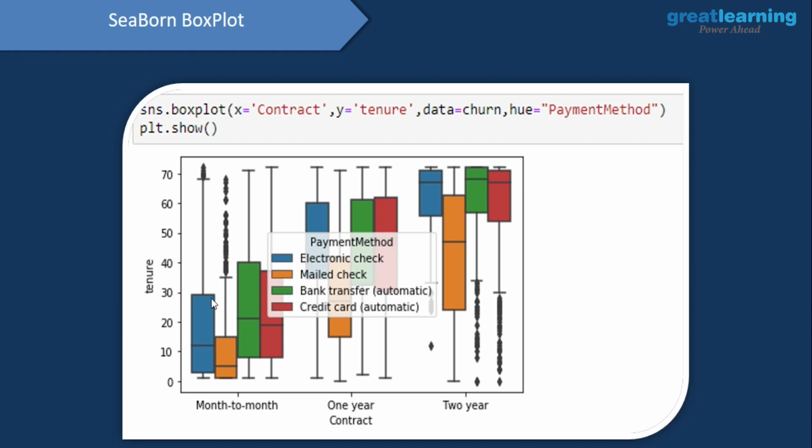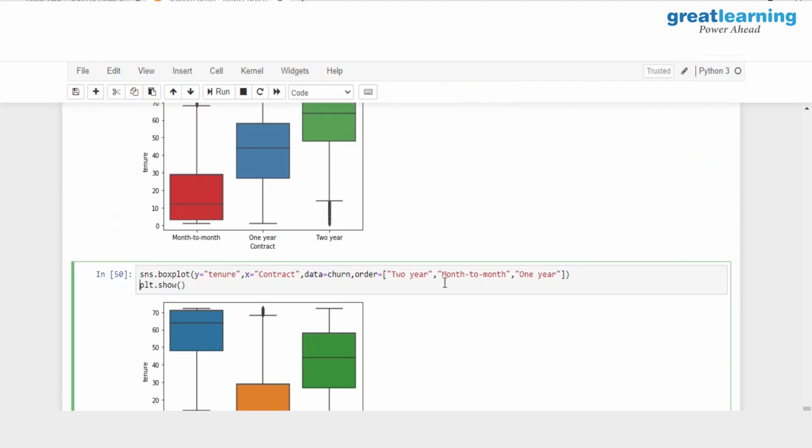So electronic check. So wherever all of these boxes where the color of the box is purple or dark blue, that denotes electronic check. Then we have the box where the color is orange, that would denote mail check. And if the color of the box is green, that would denote bank transfer. And if the color of the box is red, that would denote credit card.